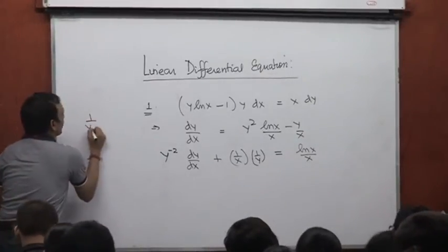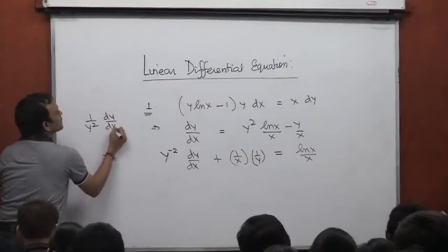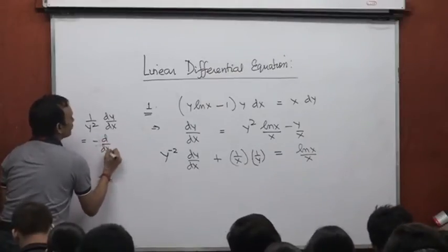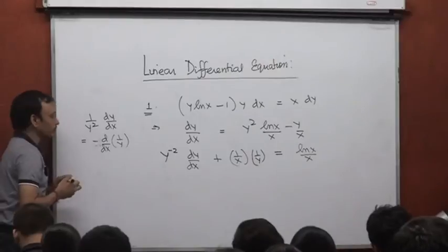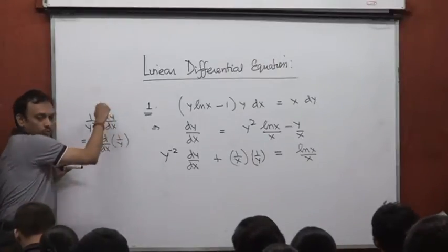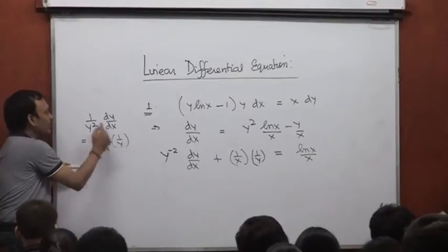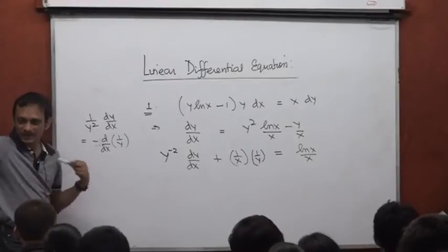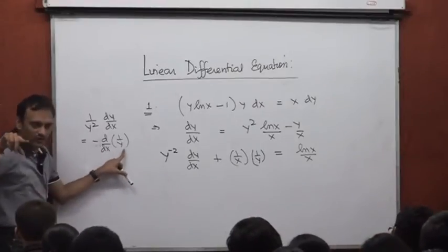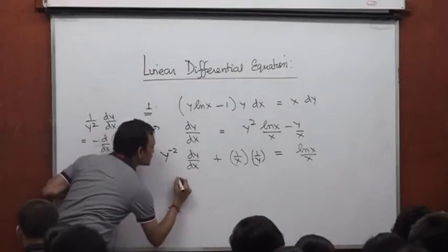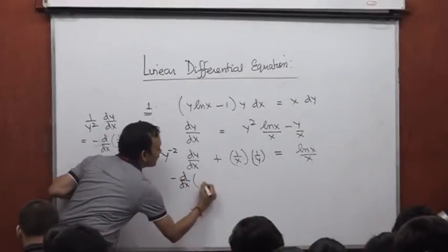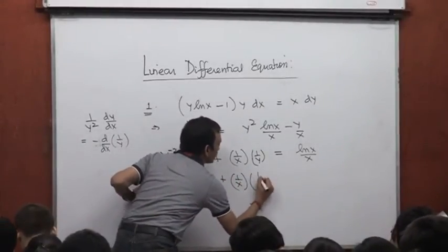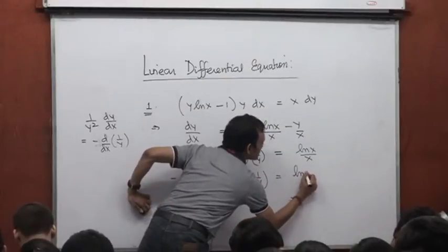And 1 by y squared dy/dx, realize, is minus d/dx of 1 by y. Yes or no? Y to power minus 2 plus 1 divided by minus 2 plus 1, right? Y to power minus 2 dy is d of y to power minus 1 divided by minus 1. So you get minus d/dx of 1 by y. So this I can write as minus d/dx of 1 by y plus 1 by x into 1 by y equals ln x by x.